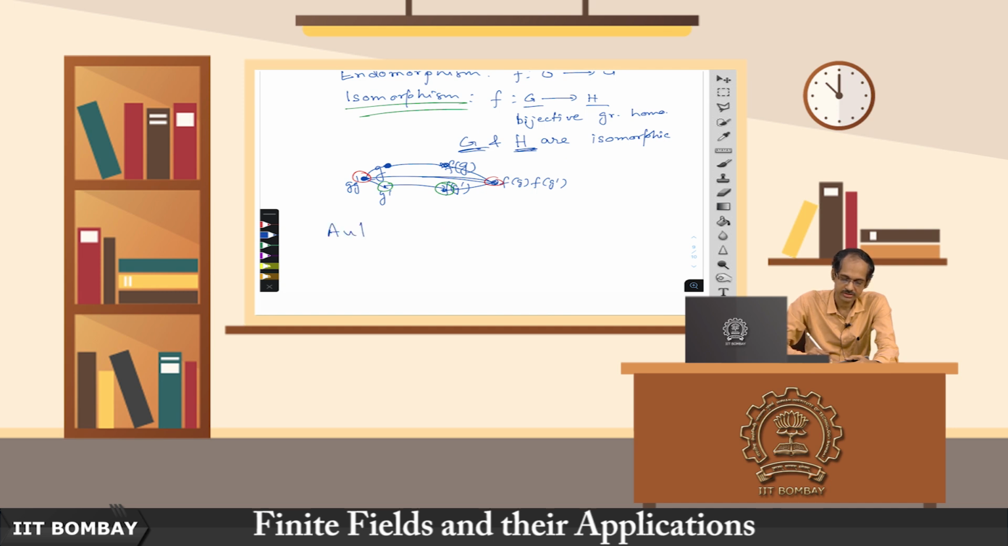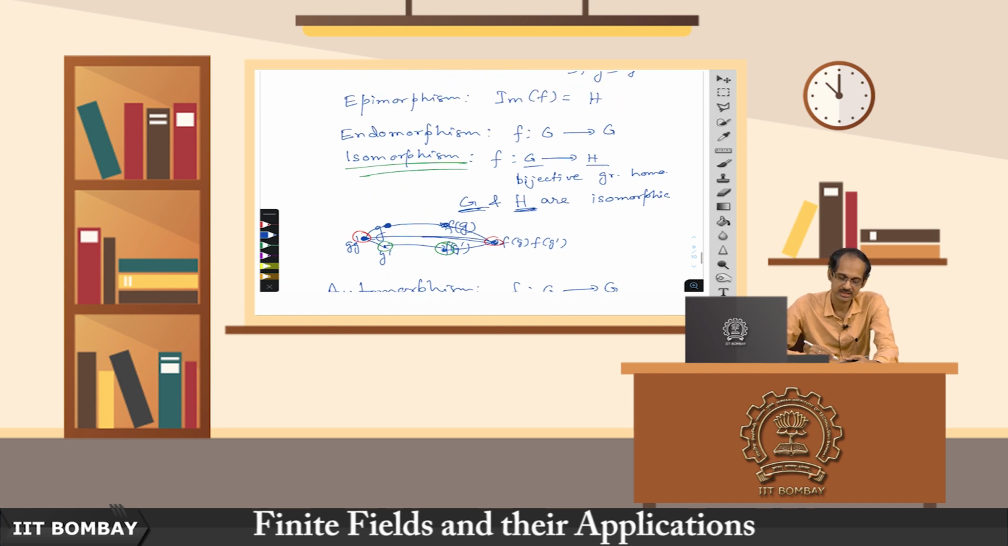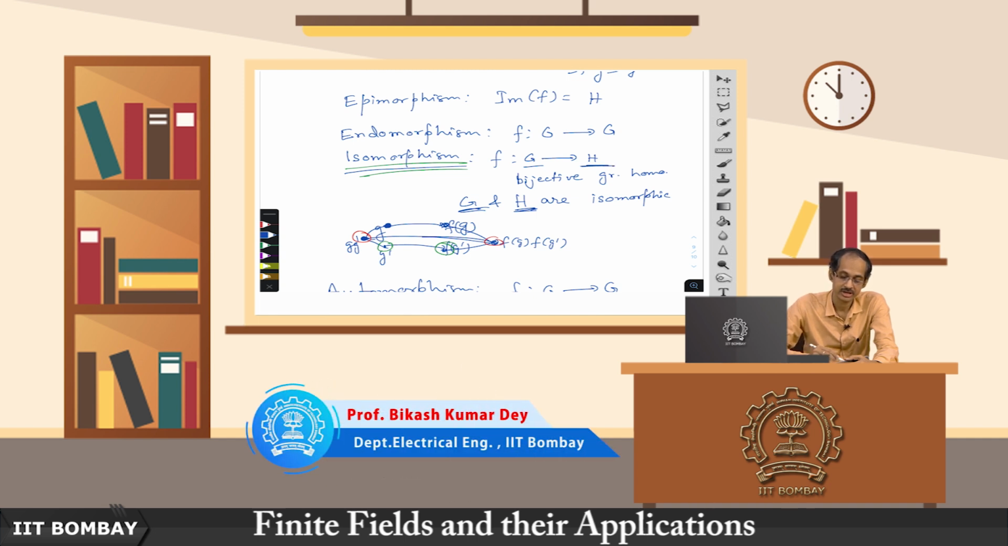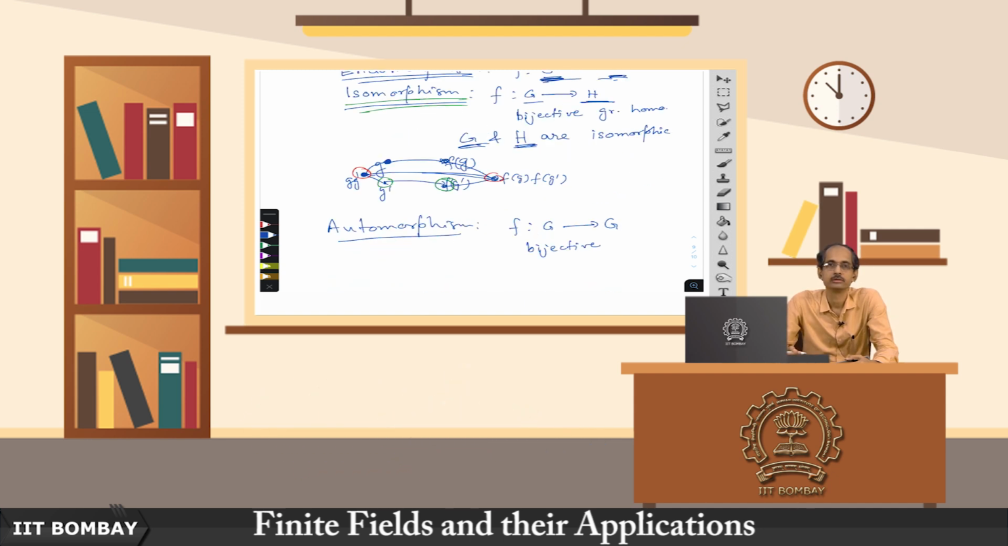An automorphism is a group homomorphism from G to G which is bijective. So, one can say that it is an isomorphism from G to G, or you can say it is a bijective endomorphism. It is a map where both sides are the same group G. Okay, thank you.